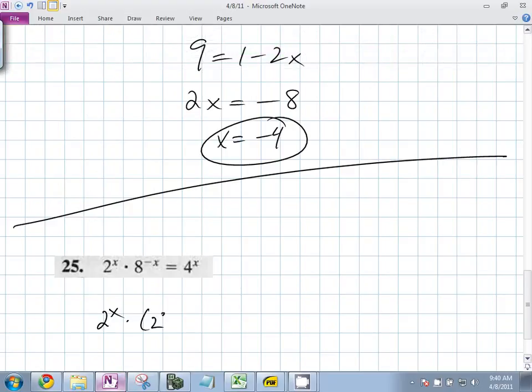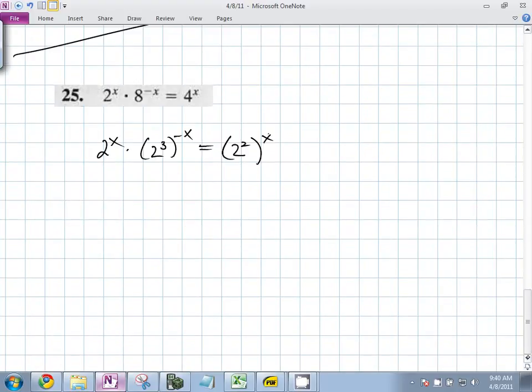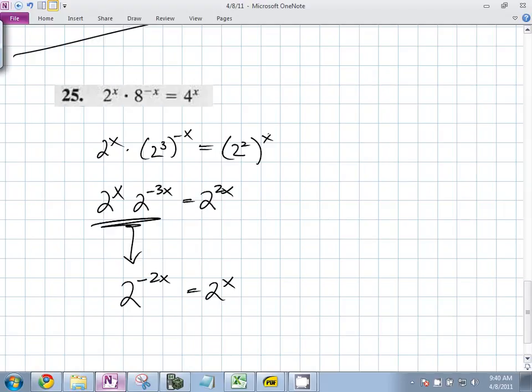What's 4? What do you do with powers of powers? You have the same base right there, so what does that become? You add them together. So if 2 to the -2x equals 2 to the 2x, what has to be true? -2x has to equal 2x, which means that x equals 0. All done.